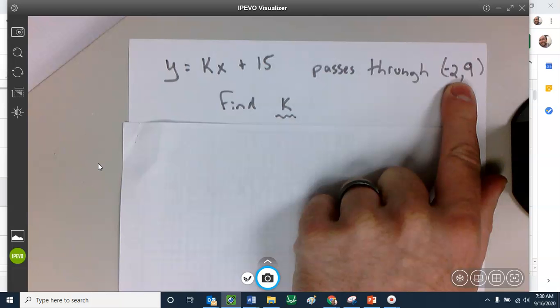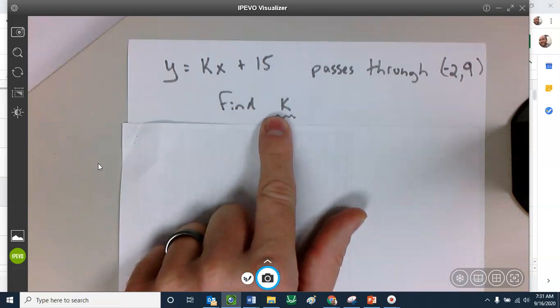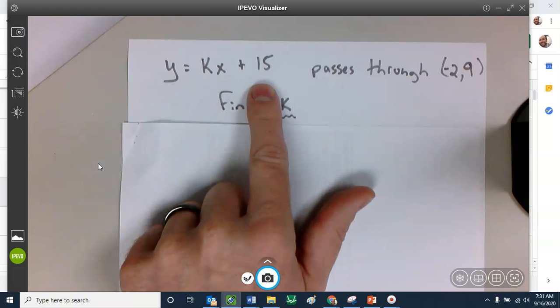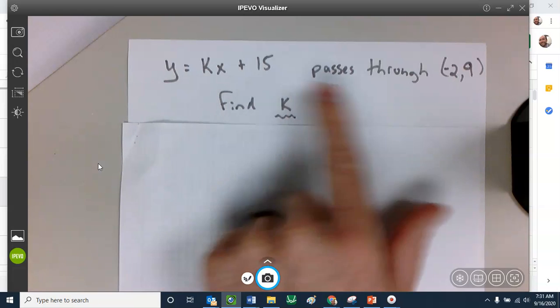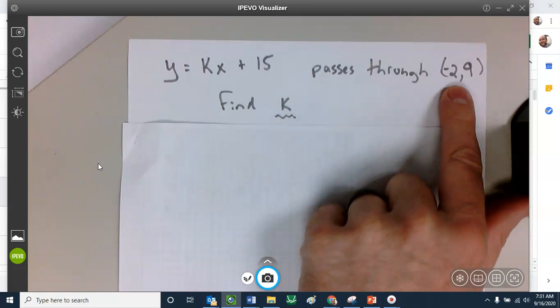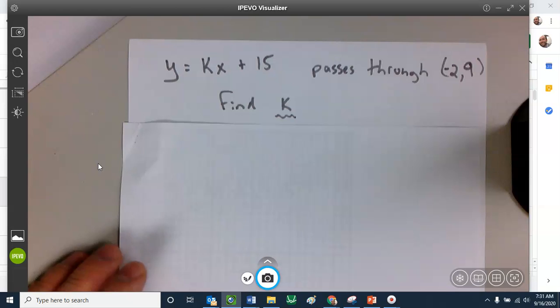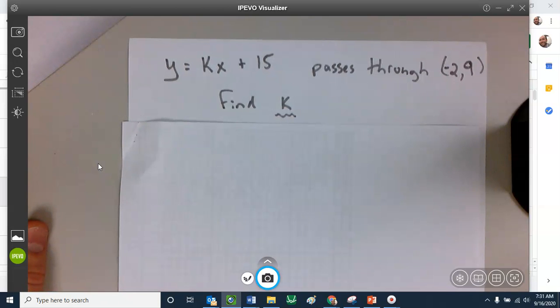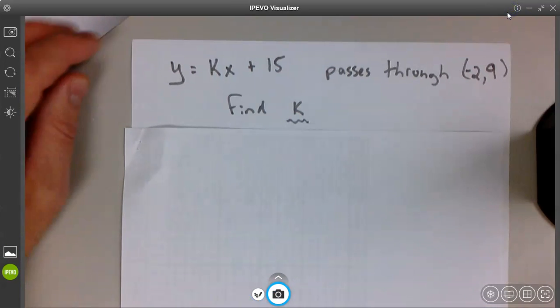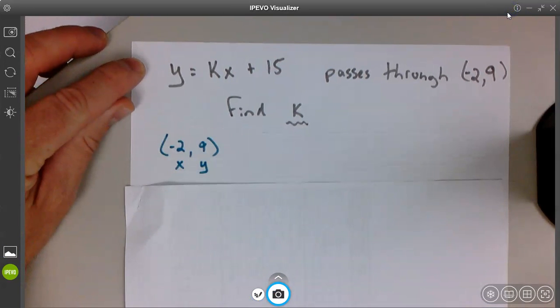After I do that, there's only going to be one letter that we don't know. In this case, it's going to be k. So y = kx + 15. That line will go through (-2, 9). I want to figure out what k is. That's what we're going for today. That's our little prerequisite skill. You will see why in the future, but let's look at it. All information is good information.